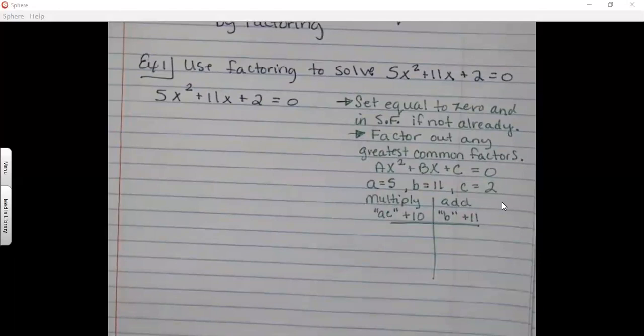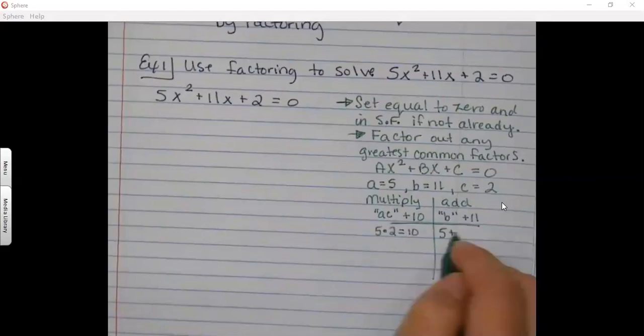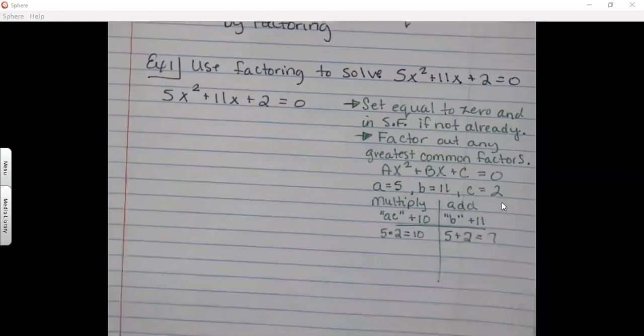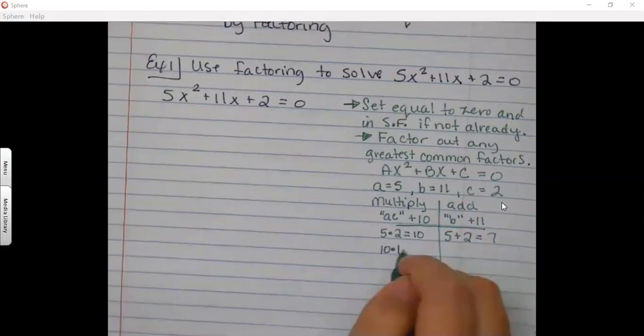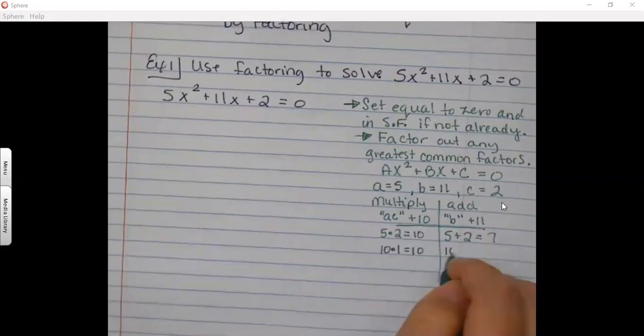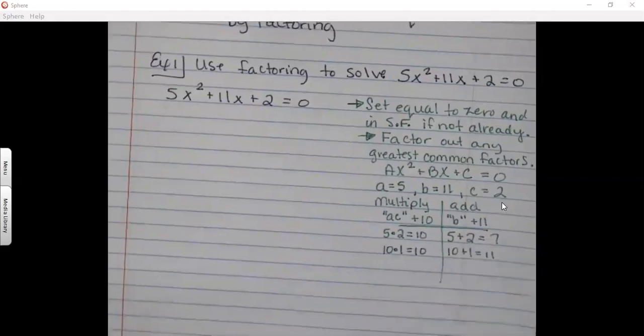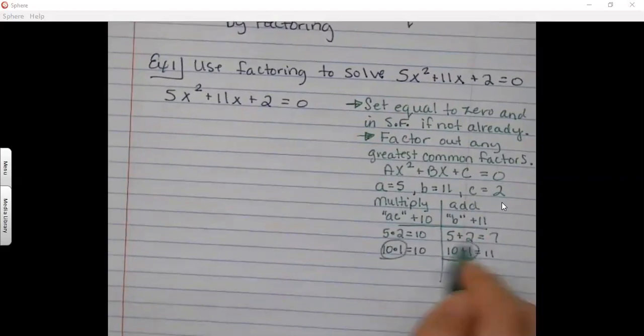So let's think about it. Factors of 10. Well, 5 times 2 is 10. But hold up. What's 5 plus 2? I need it to be 11. Just because it works on the left side does not mean it's going to work on the right side. So what was that you said, sir? Okay. 10 times 1 is 10, and 10 plus 1 is 11. Boom, we found it. Positive 10 and a positive 1 is what worked on both sides. Okay?